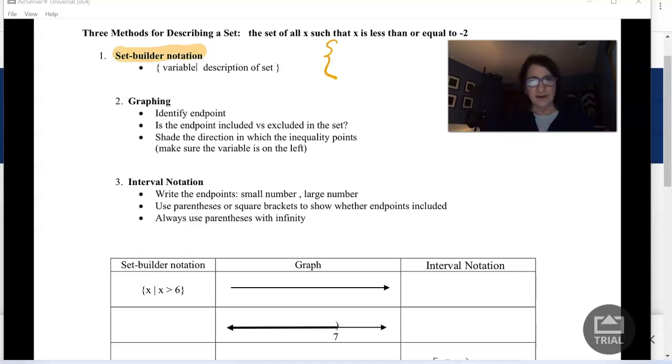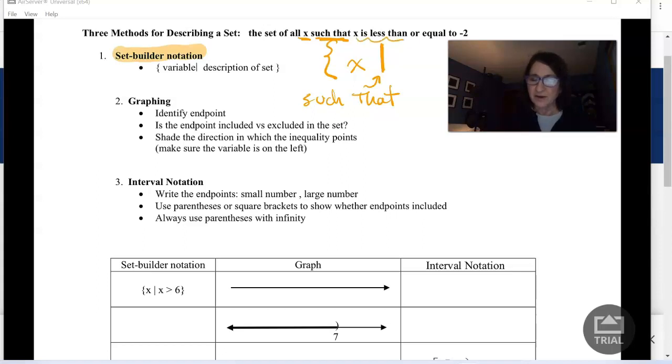Then we're going to put our variable. It tells us that our variable is x. And then we're going to put a vertical line. That vertical line means such that. So far, we have the set of all x, such that x is less than or equal to -2.